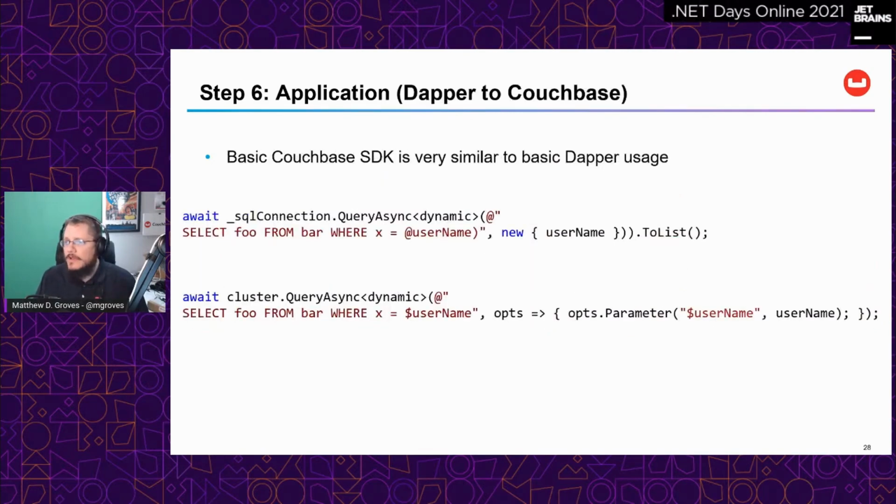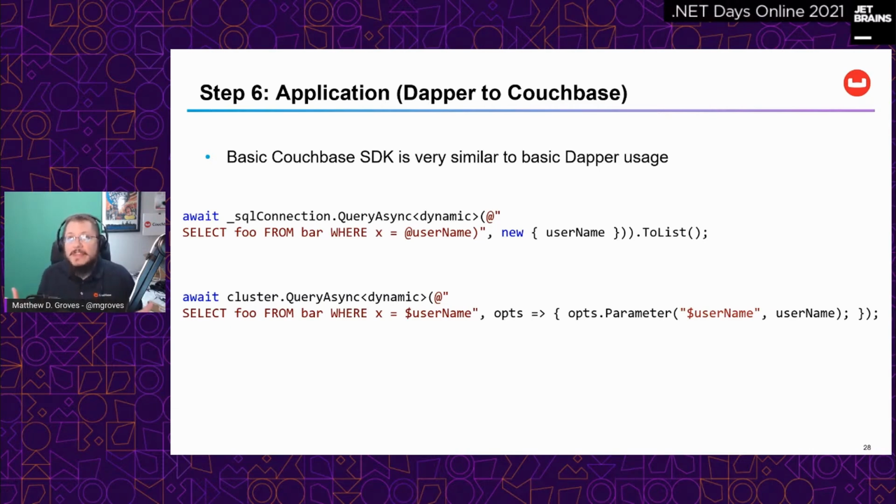Okay, and one other thing I wanted to mention, if you're actually using Dapper in production in your application, the basic Couchbase SDK is very, very similar to the way Dapper works. This first example here is a piece of code that uses Dapper. So we're just querying, putting in the SQL, putting in some parameters. The second example is the same thing with the Couchbase SDK. It's not exactly the same syntax, right? There's a $ instead of an @ and there's this options object instead of just an anonymous object for parameters. But you can see that it's very similar and very comfortable.